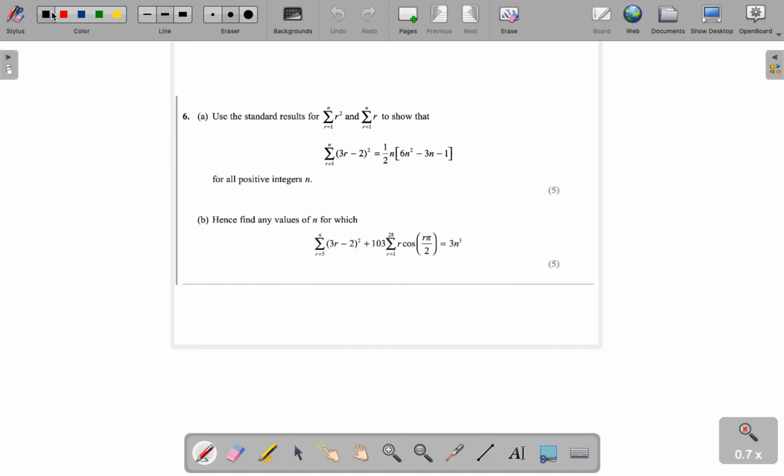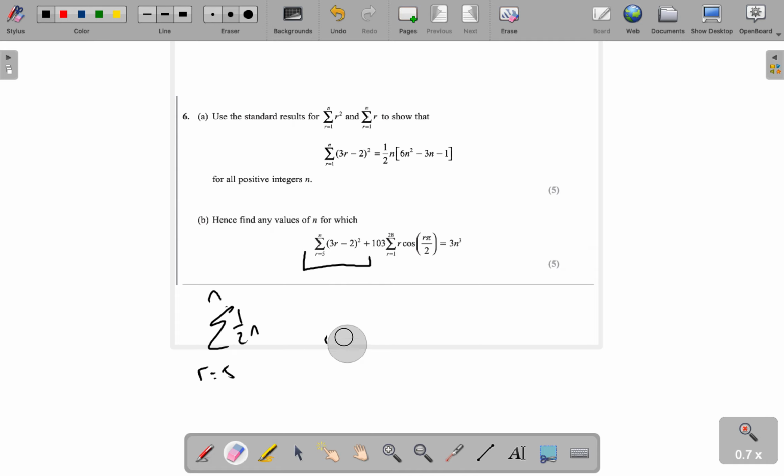Okay, so for this question, part B, it is not a nice question. The first thing we deal with is step by step. The first step is we have the sum from r equals 5 to n of (3r minus 2) squared. You're going to use your result from above, but remember that this time we're starting from r equals 5.